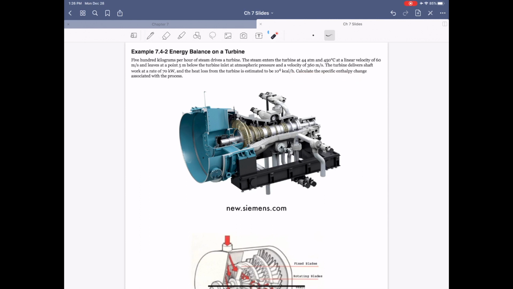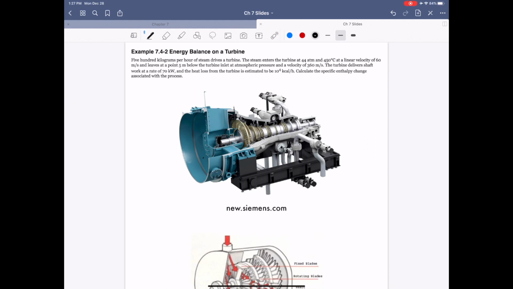And so based on the information in this problem statement, what I want you to do is to then identify what we could use as a basis and also draw the process flow diagram for this problem statement. Pause the video now and do that.